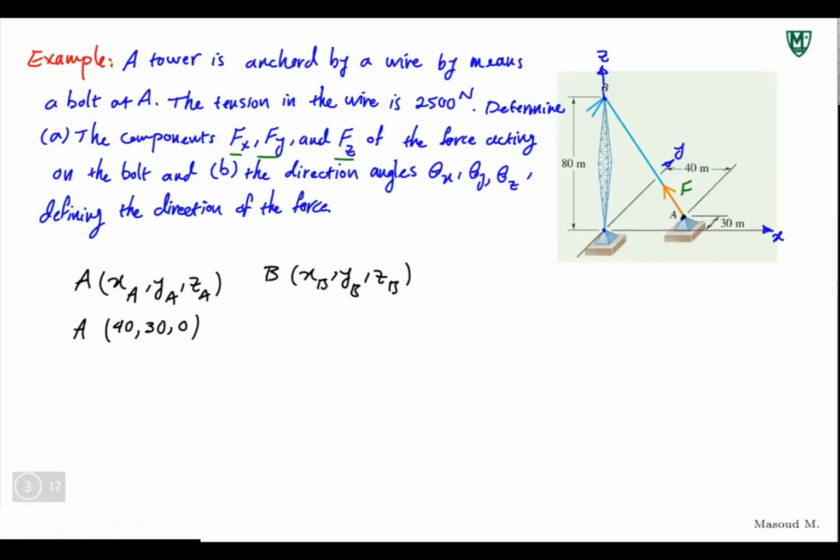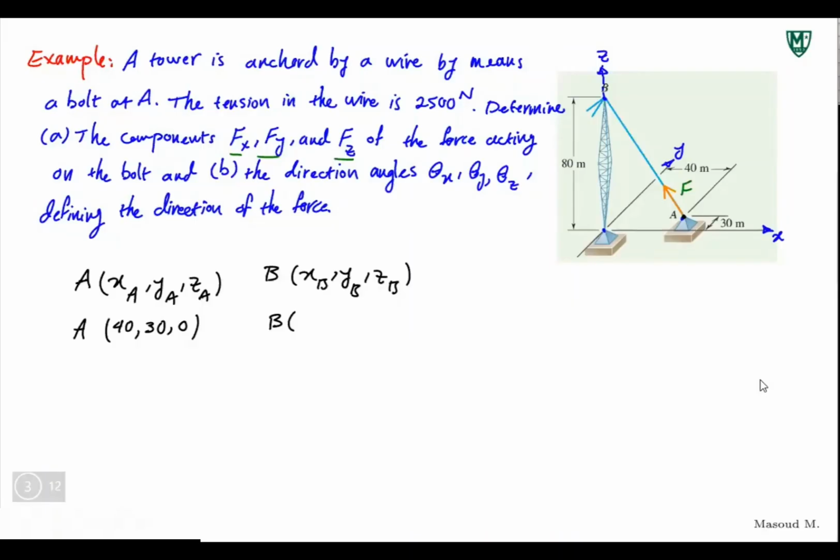Now for point B, give me a second, folks. I have to bring up, okay. Now for point B, what do we get for point B? Would it be 40, 30, 80? Well, give it another shot.